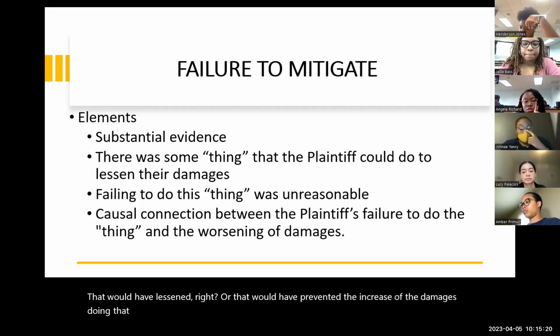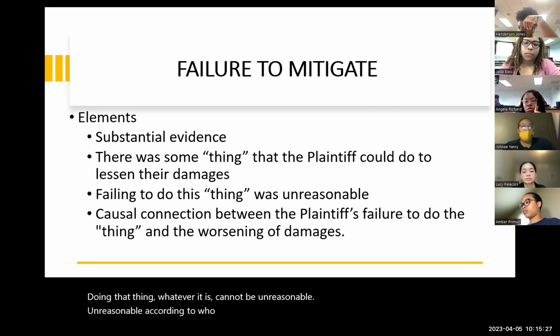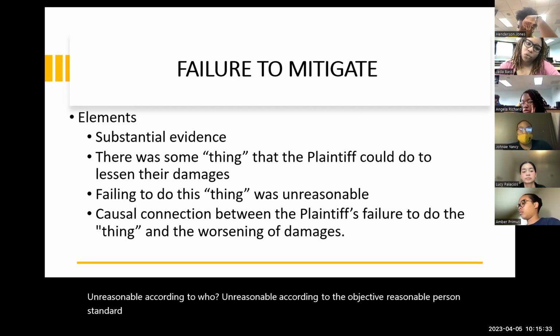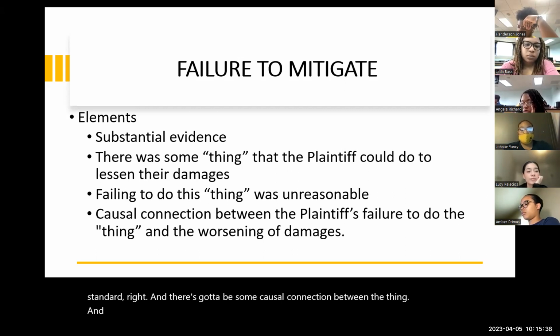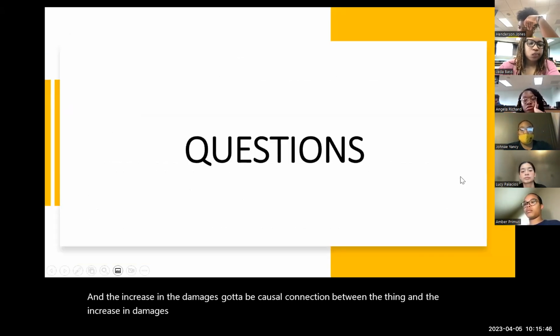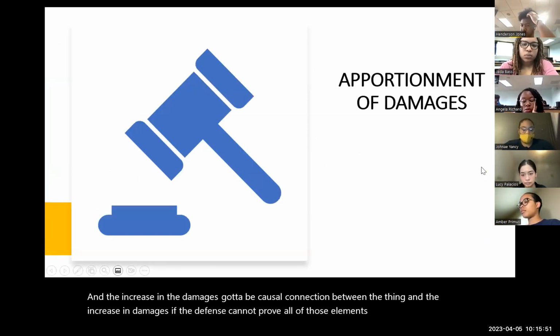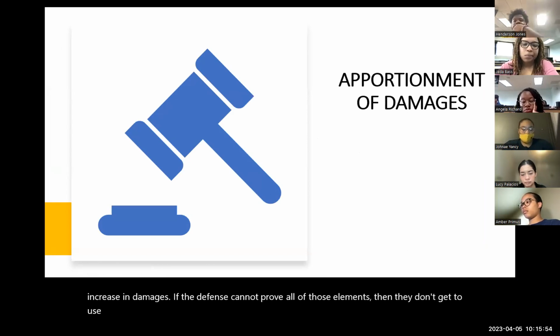Doing that thing, whatever it is, cannot be unreasonable. Unreasonable according to who? Unreasonable according to the objective reasonable person standard, right? And there's got to be some causal connection between the thing and the increase in the damages. If the defense cannot prove all of those elements, then they don't get to use the failure to mitigate. Done with defenses, that's it.